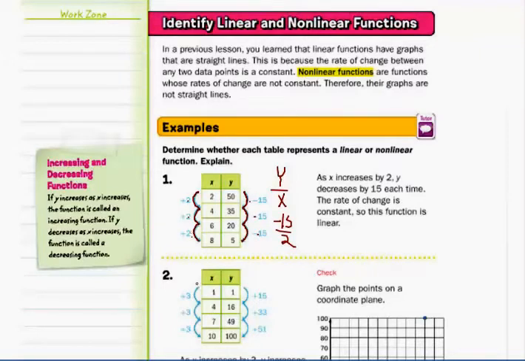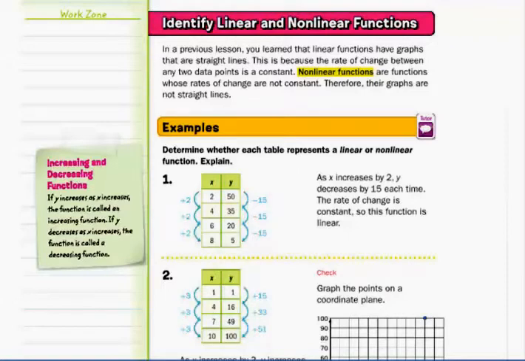Looking at 2, the x's went up by 3 every time, but if you look at the y's, from this y to this one, it went up 15, then it went up 33, then it went up 51. The rate of change is not the same. So 2 is a non-linear function.